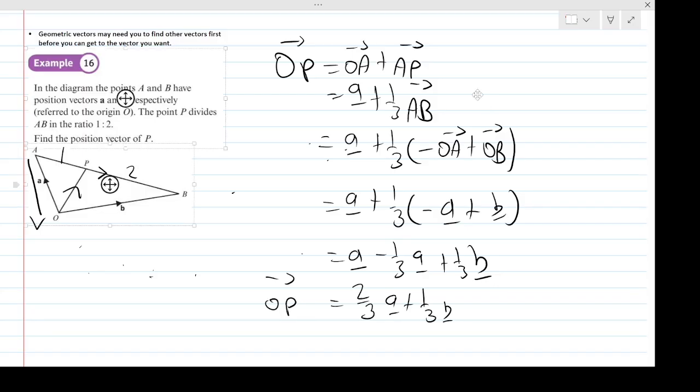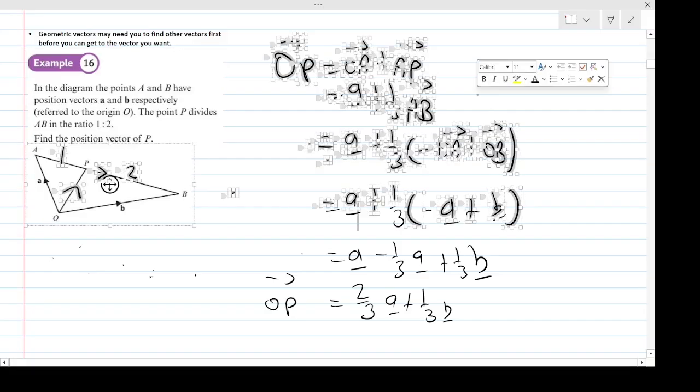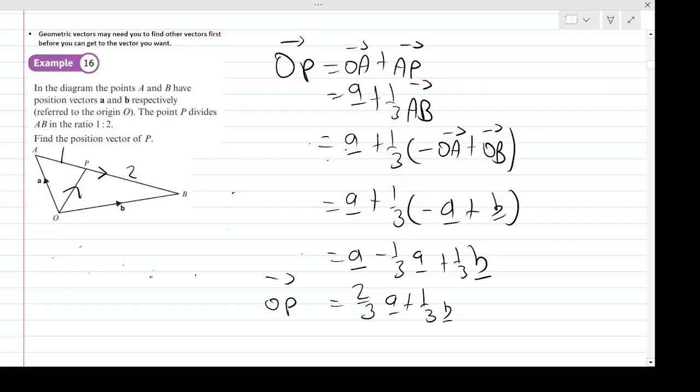And there we are. So again, a simpler example. We're going to look at more complicated ones in a second. But I just want to hone in on what I've said up here, that we might often need to find a vector in order to find another one. So in this case, we wanted to find OP, but we needed AB as well. So we needed to find that vector.